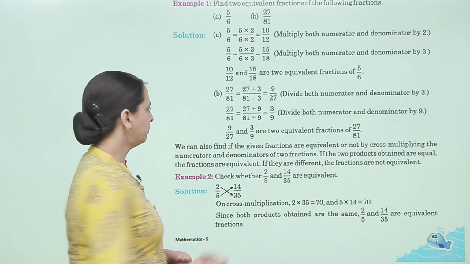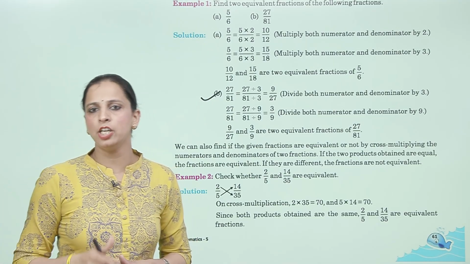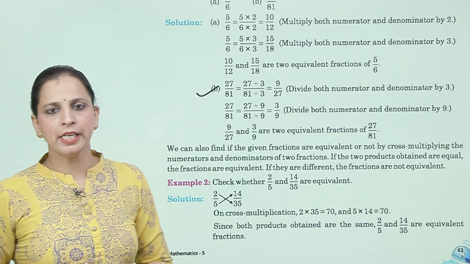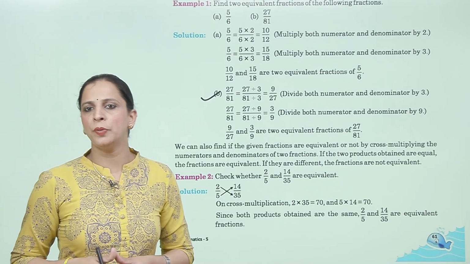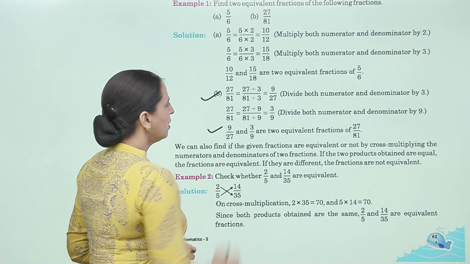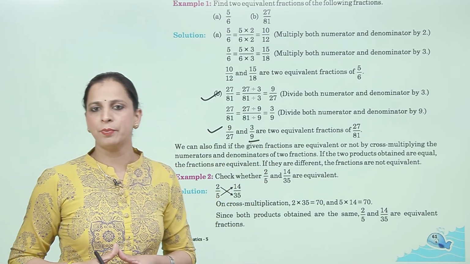Now, B part. 27 by 81. Divide both numerator and denominator by 3. We get 9 by 27. 27 by 81, divide both numerator and denominator by 9. We get 3 by 9. So, 9 by 27 and 3 by 9 are two equivalent fractions of 27 by 81.